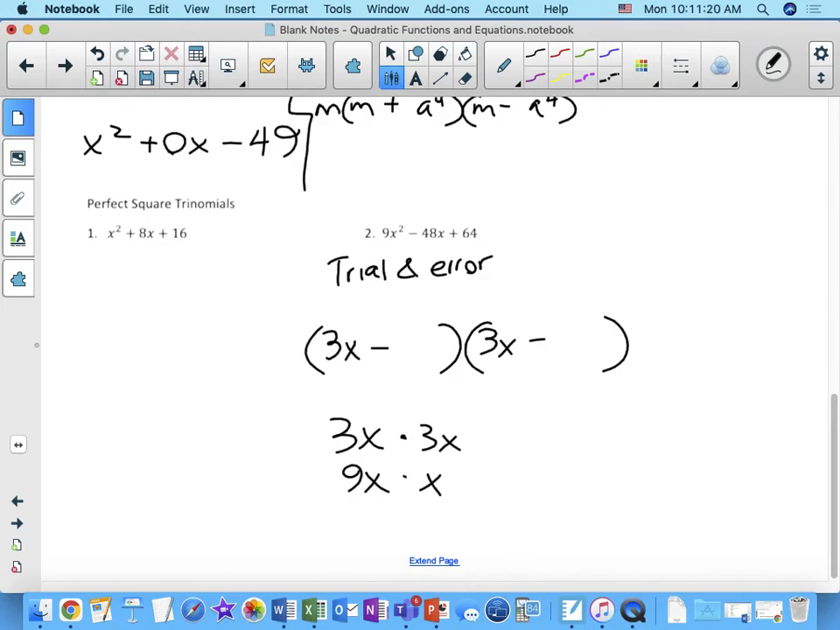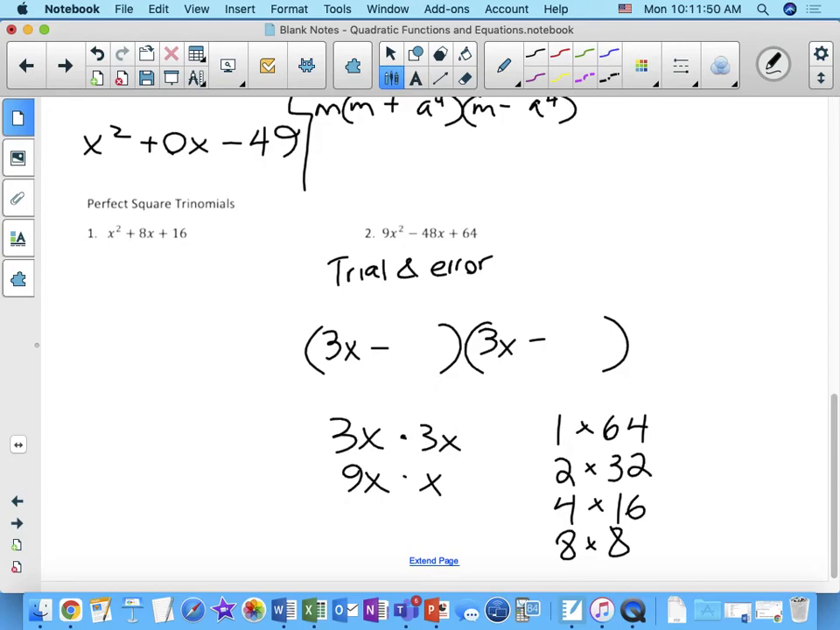Then you say, okay, well, what multiplies to 64? Because the last two terms have to multiply to 64. Then you play around with it, right? So what could multiply to 64? Well, you could have 1 times 64. You could have 2 times 32. You could have 4 times 16. Or you could have 8 times 8, right? So I'm not going to start with extremes. Maybe I'll start with 4 times 16.